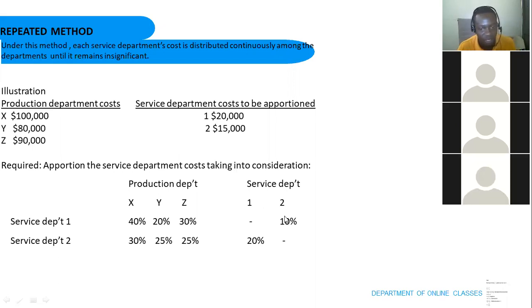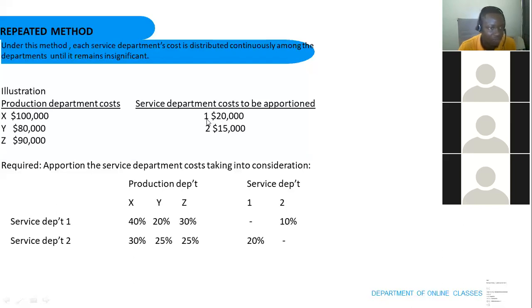Okay. So we are just about to start. This is the question before us. And we are using the repeated method to solve this question. What the repeated method means is that when you've been given a service department cost, from the illustration here, service department 1, $20,000, service department 2, $15,000, you are supposed to use these percentages to keep sharing these figures until they become insignificant. That's what the repeated method means.